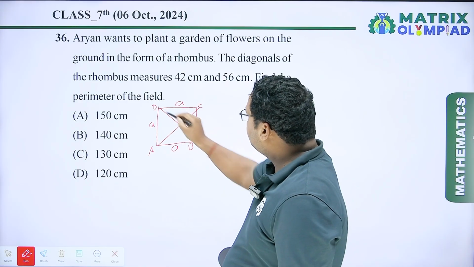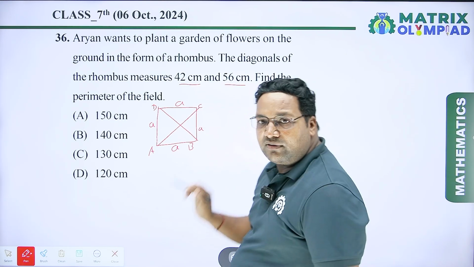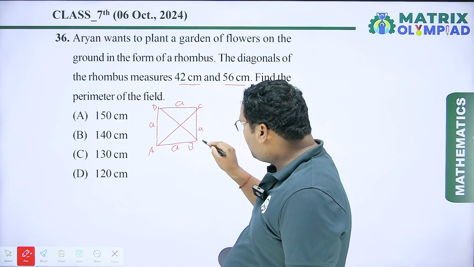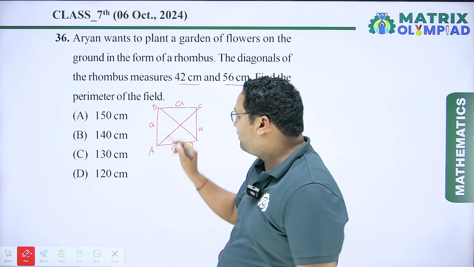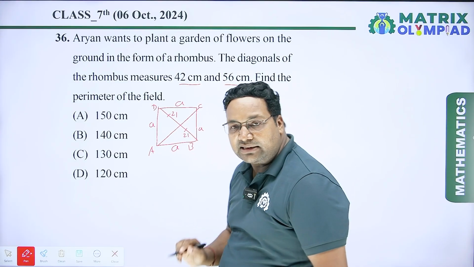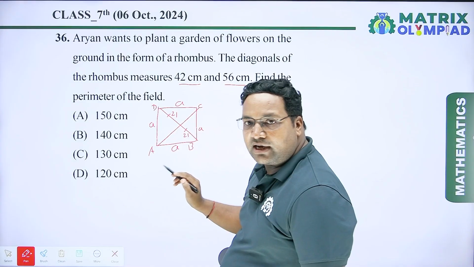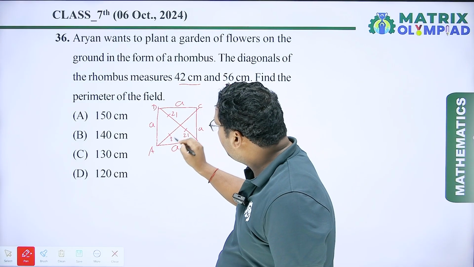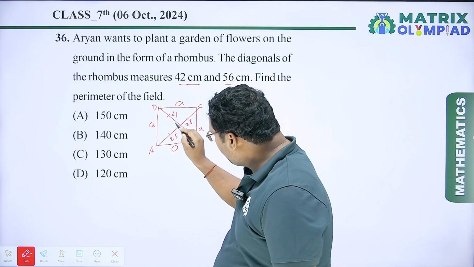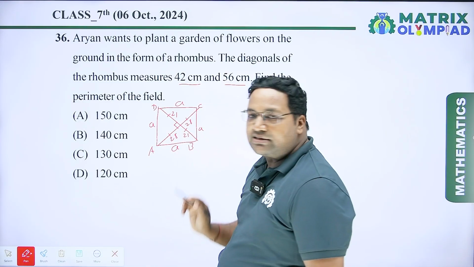So here this diagonal is given 42 centimeter and another diagonal is given 56 centimeter, and they are bisectors. So if the total diagonal length is 42 centimeter, this length is 21 and this length is 21. Similarly, this diagonal is given 56 centimeter, so this is 28 and this is 28, and these diagonals bisect at 90 degree, a right angle. So this angle is 90 degree.